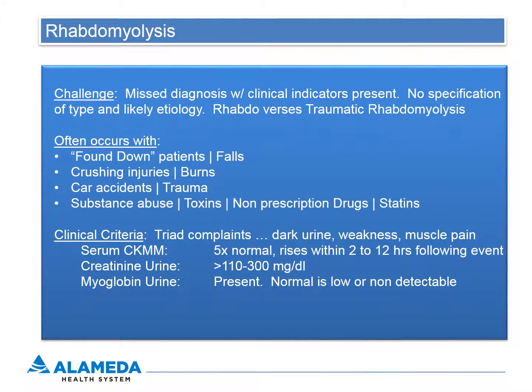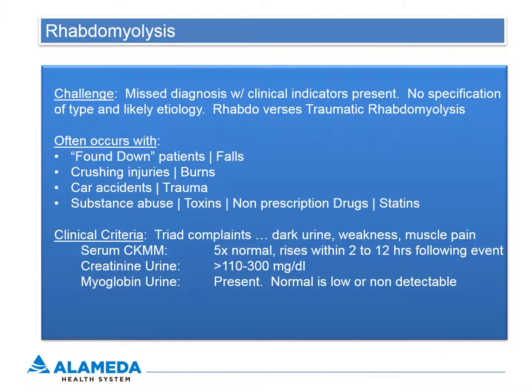The next lab diagnosis, if you will, is rhabdo. And typically clinical indicators are present in rhabdo, but the diagnosis is just not documented in the medical record. One of the other challenges we see with rhabdo is there's really no specification of the type of rhabdo or the etiology. You can just have rhabdo or you can have a traumatic rhabdo.